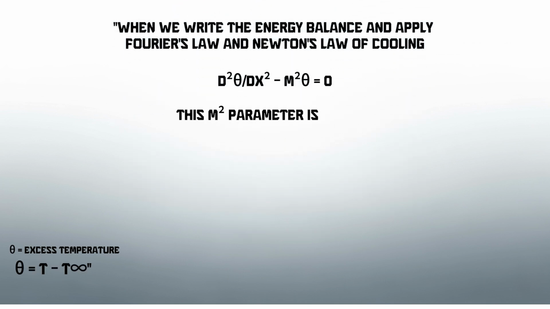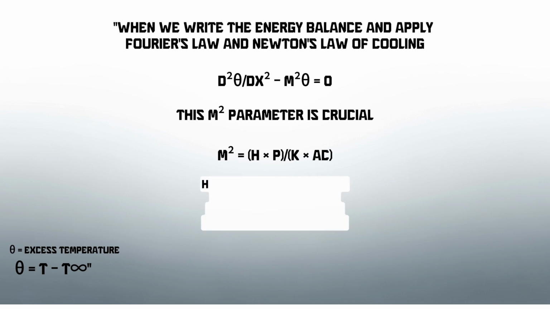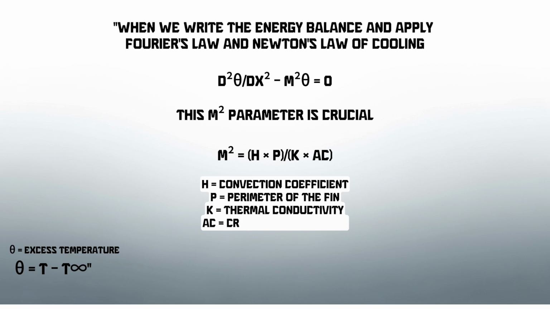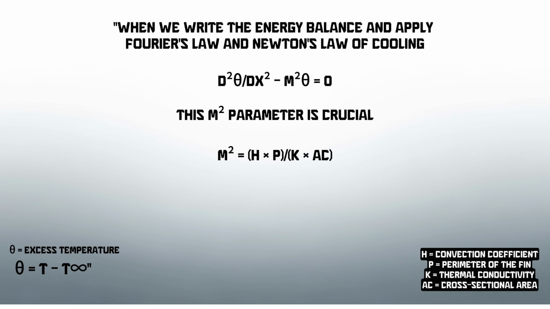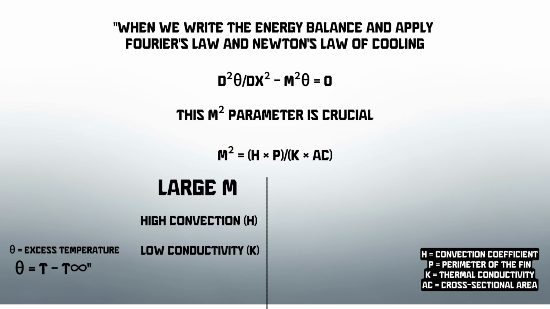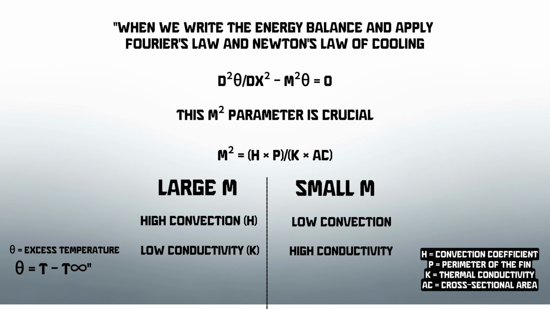This m squared parameter is crucial. It's defined as m squared equals h times p over k times Ac, where h is the convection coefficient, p is the perimeter of the fin, k is the thermal conductivity, and Ac is the cross-sectional area. Think about what m represents. A large m means high convection or low conductivity, temperature drops quickly along the fin. A small m means low convection or high conductivity, temperature stays more uniform.